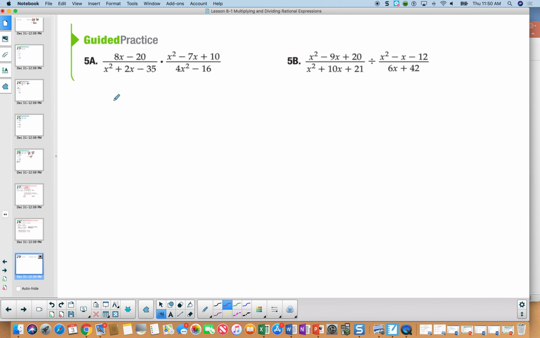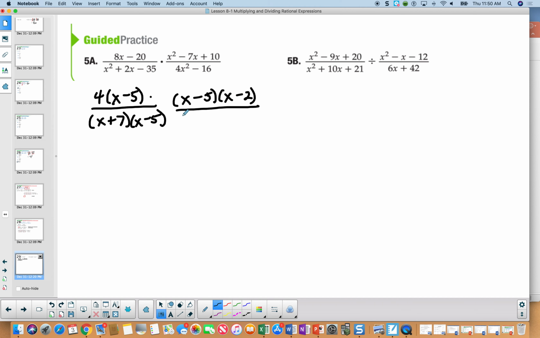Okay, let's go ahead and practice. It looks like the greatest common factor is 4. 4 times x minus 5. And then this will be x plus 7, x minus 5, and then this will be x minus 5 and x minus 2, and then I have a 4. If I factor out a 4, I'm going to get x squared minus 4, and I can see this can still be factored. So this is x plus 2, x minus 2.